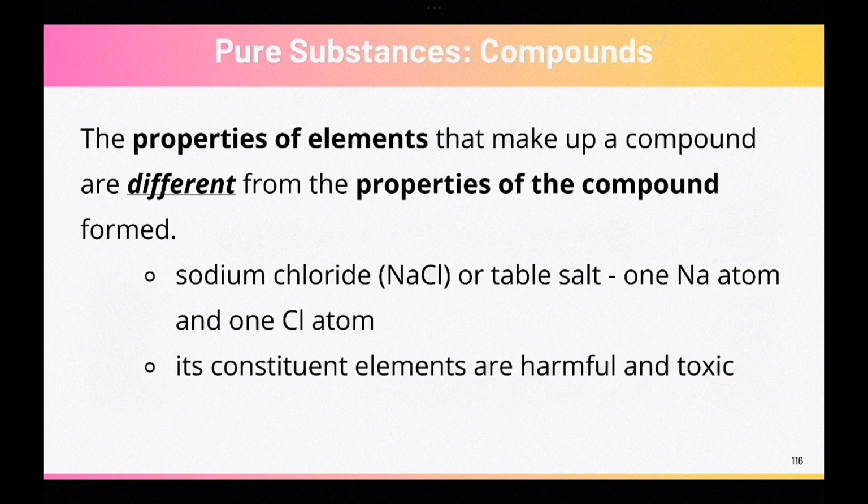The properties of the elements that make up a compound are different from the properties of the compound. For example, sodium chloride, or table salt in layman's terms, is composed of one sodium atom and one chlorine atom. Its constituent elements are harmful and toxic.